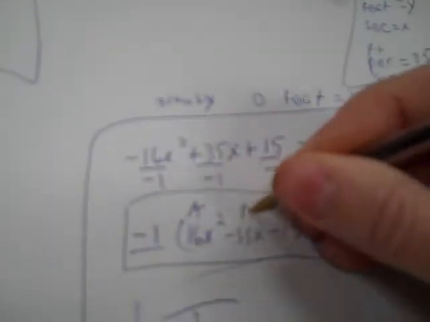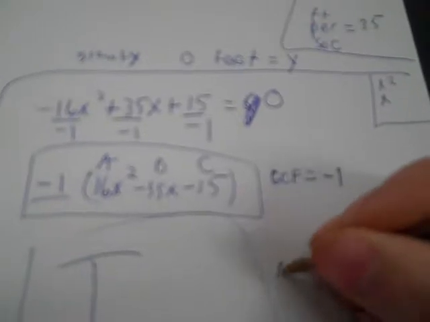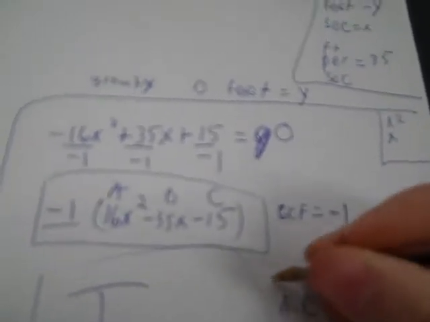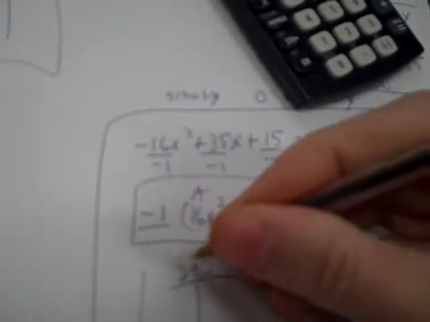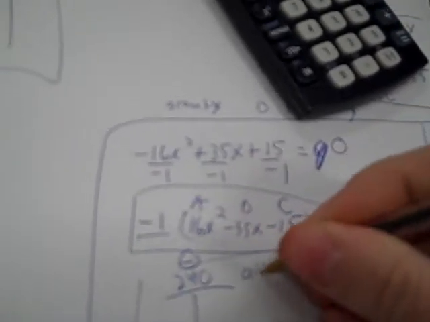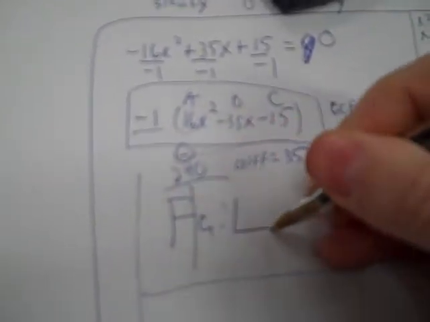So I ABC that, and I take A times C. So I take positive 16 times negative 15. I got negative 240. So difference of 35. If I get a number in the hundreds, I'm going to write fail because I don't want to do the T-chart. It takes too long. So I'm going to use my quadratic formula.